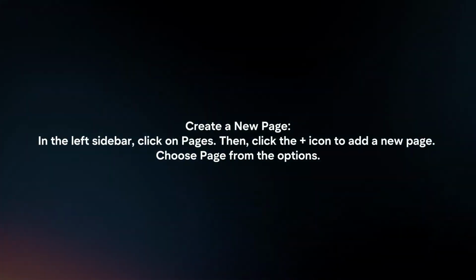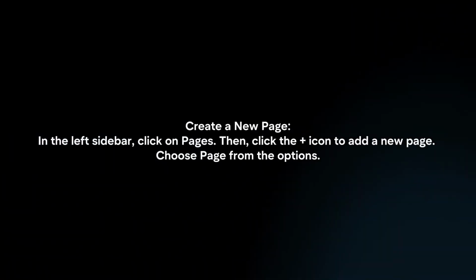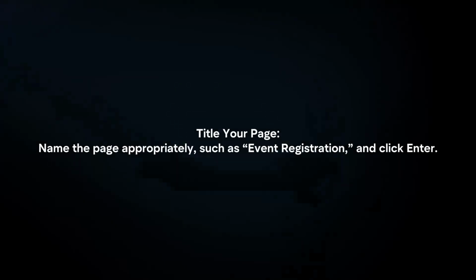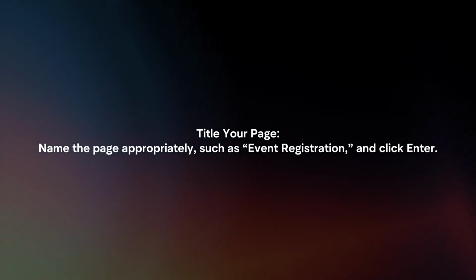Create a new page. In the left sidebar, click on Pages. Then click the plus icon to add a new page. Choose Page from the options. Title your page. Name the page appropriately, such as Event Registration, and click Enter.